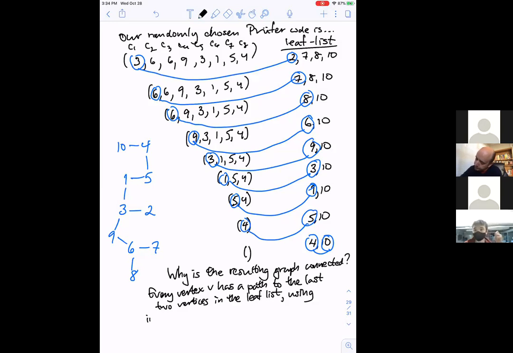Using reverse induction on the order in which it was crossed off the leaf list.